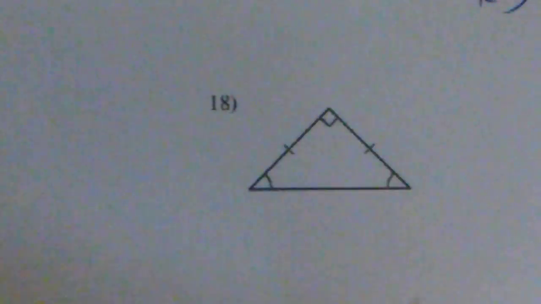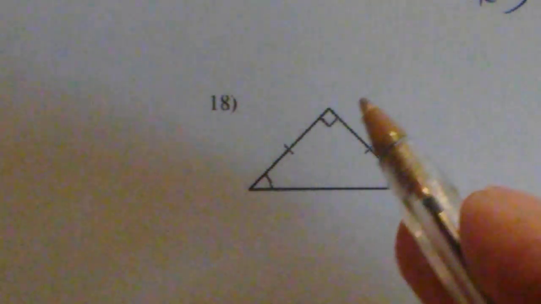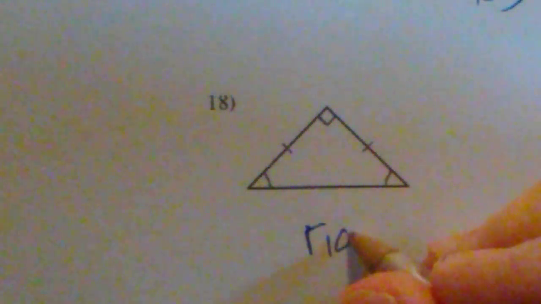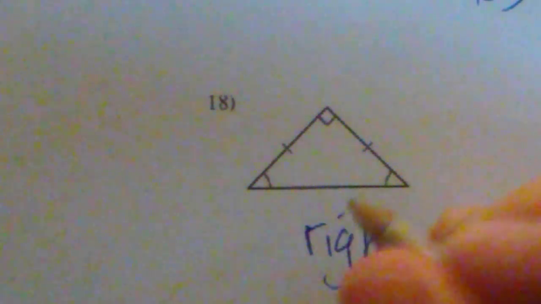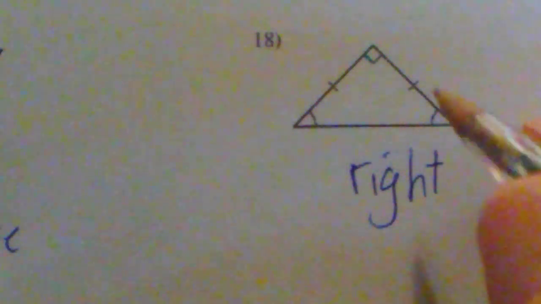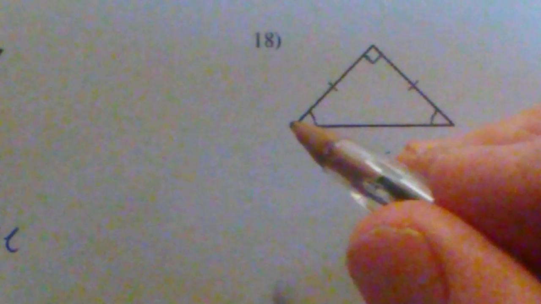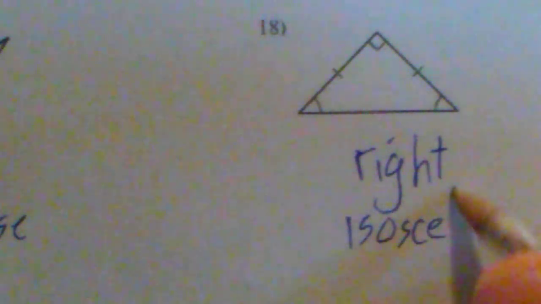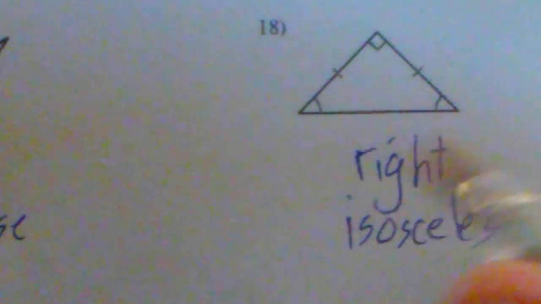Two are the same, and we got a right angle, so it's a right. Again, two are the same. Notice, by the way, if the sides are the same, the angles are the same. Isosceles. And that's the end of that page.